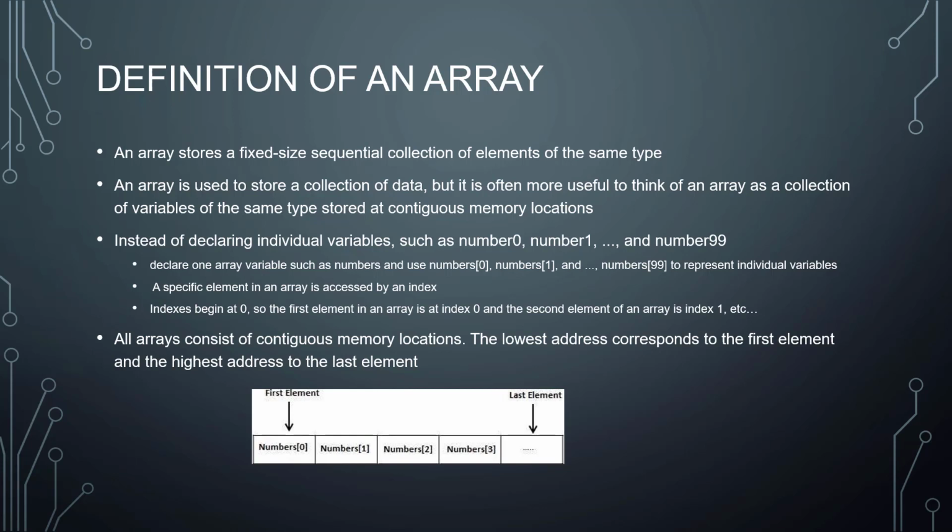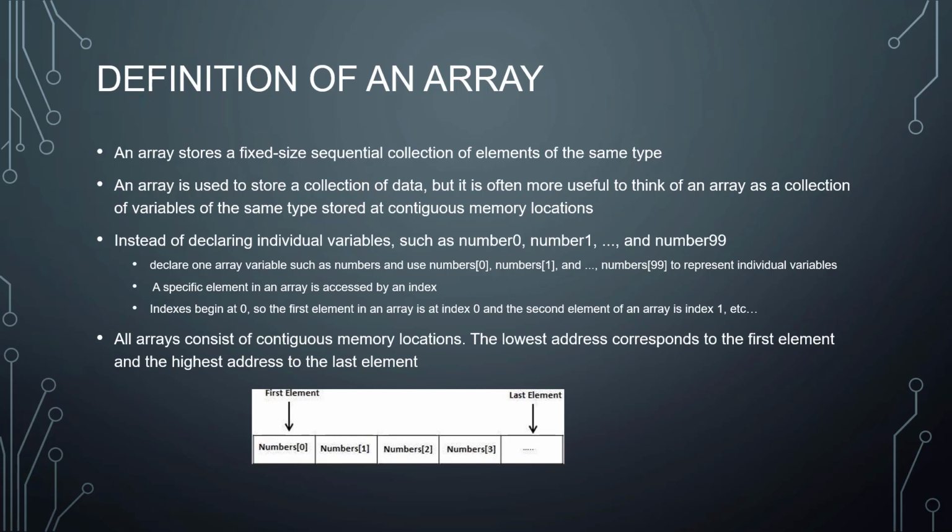So here in the text it says, instead of declaring individual variables such as number0, number1, all the way to number99, you declare one array variable such as numbers, and you use numbers[0], numbers[1], and so on to represent individual variables. A specific element in an array is accessed by a numeric index. Now that index begins at 0. So the first element in an array is at index 0. The second element of an array is index 1, and so on.